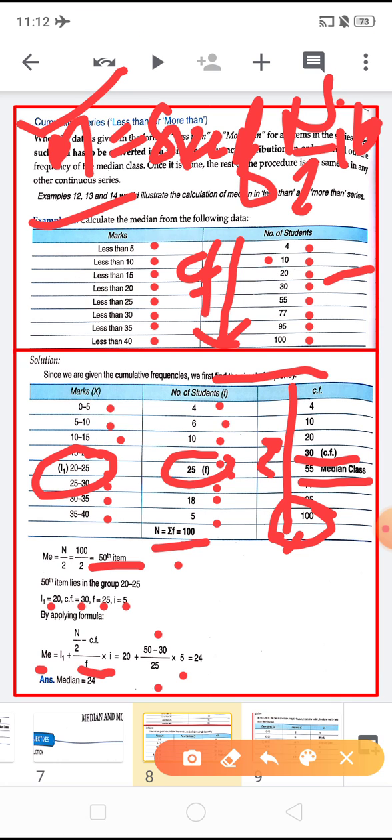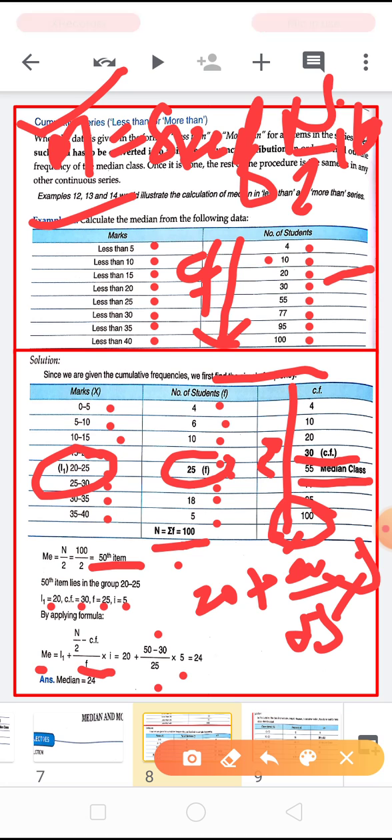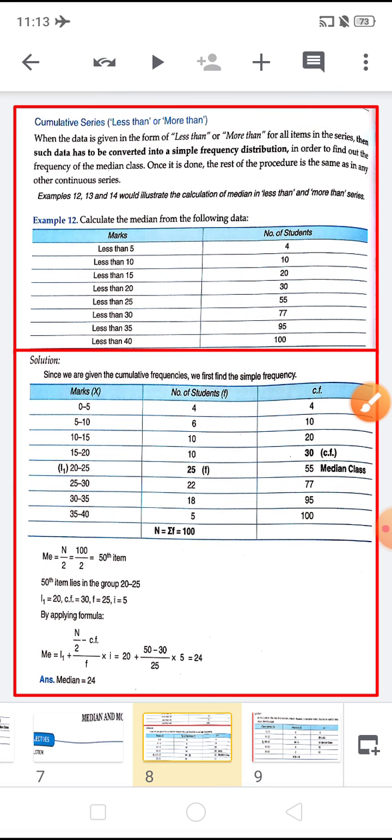that is 5. So 20, that is L1, plus 50 minus 30, that is 20, divided by 25 into 5. So once we calculate these values, we'll get 20 plus 4. The simplification of this particular fraction is 4. So 20 plus 4 becomes 24. So this is your median, calculating in this kind of series.